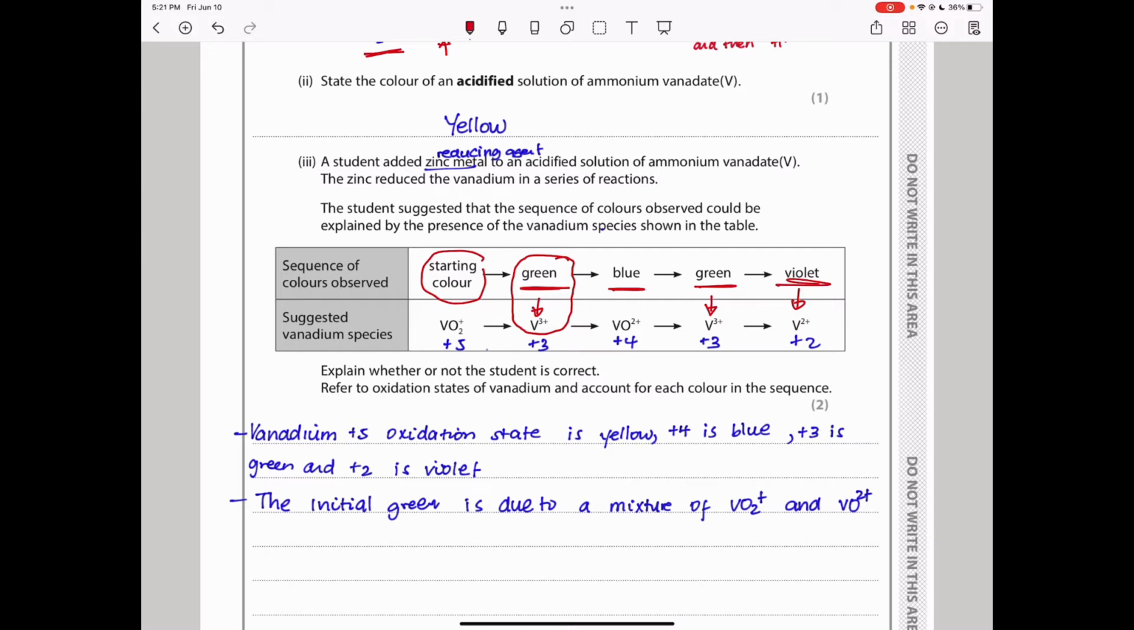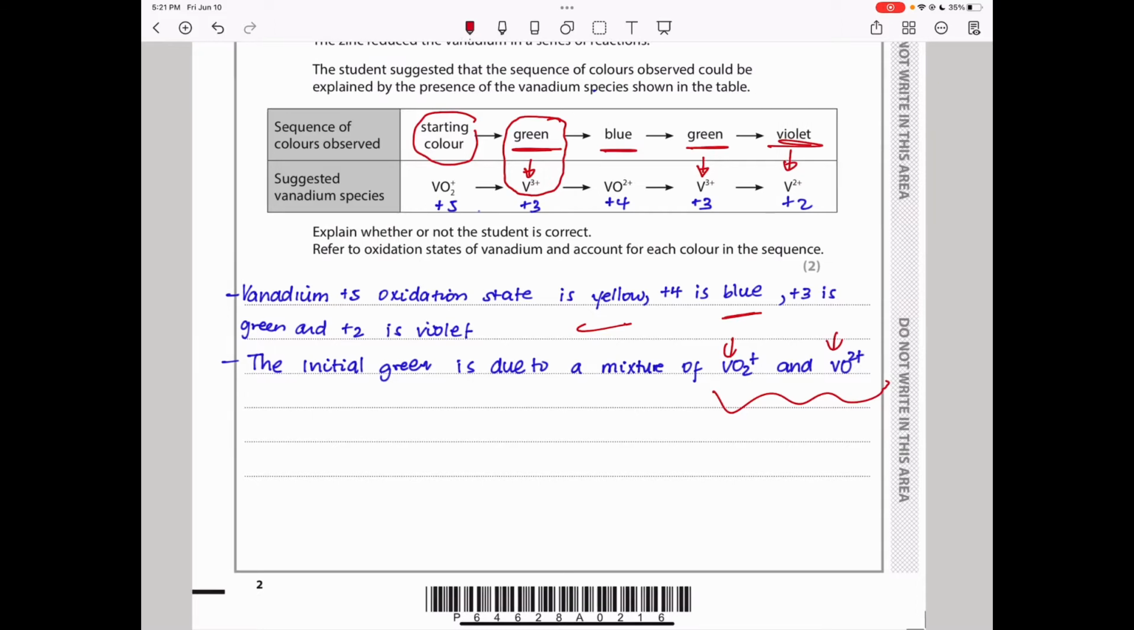So vanadium in oxidation state +5 is yellow. That is correct. +4 is going to be blue. And then we have, of course, yellow, blue. And then we know that +3 is going to be green. And then +2 is going to be violet. So here we see the initial green is due to a mixture of these two. The two are going to create a green color. So the green color is going to appear due to a mixture of this color in this oxidation state and that oxidation state. That is the explanation that we're looking for.